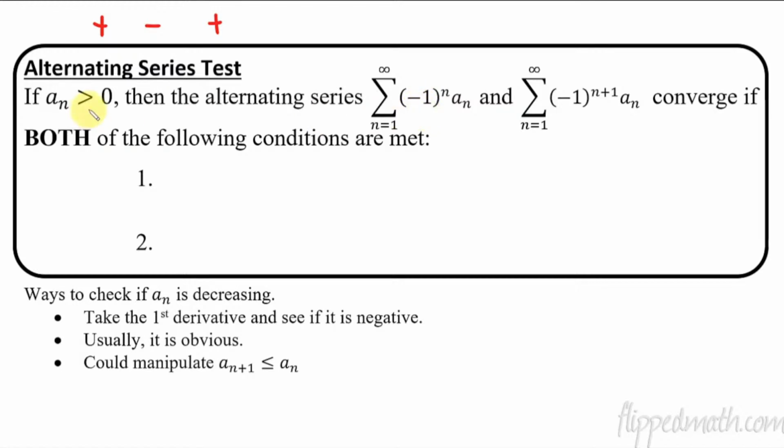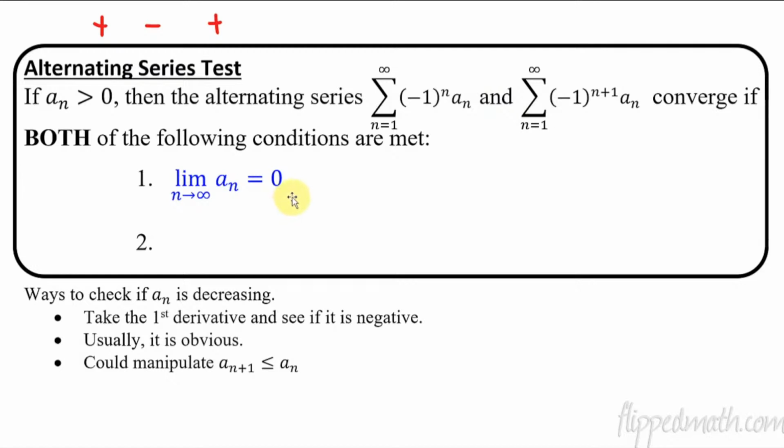So we get some kind of function here that we say is positive. If a of n is positive, and you're multiplying it by an alternating number, positive, negative, this portion is the alternating piece, then it's going to converge if two conditions are met. First, we recognize it's alternating. Then the first condition is that the limit, as n approaches infinity, of a of n equals 0.